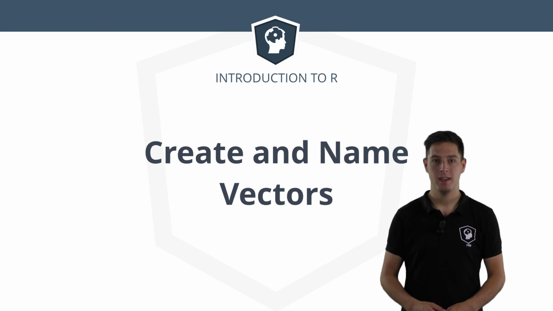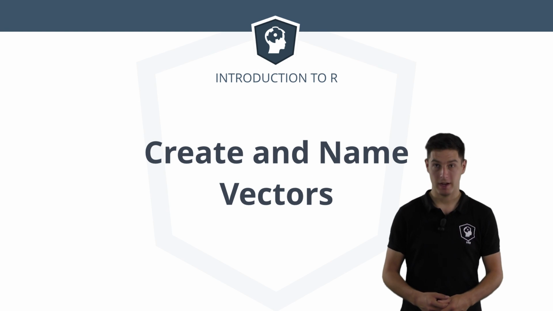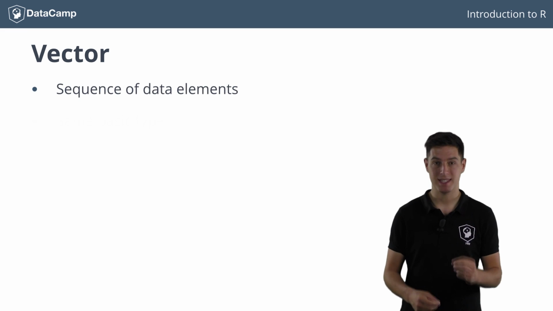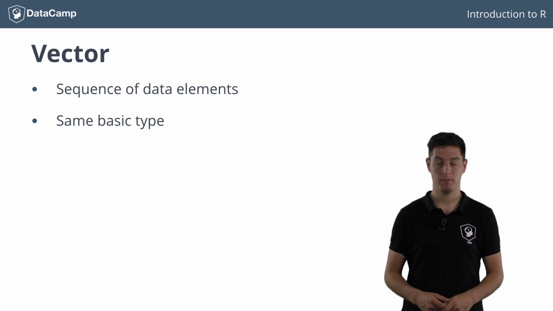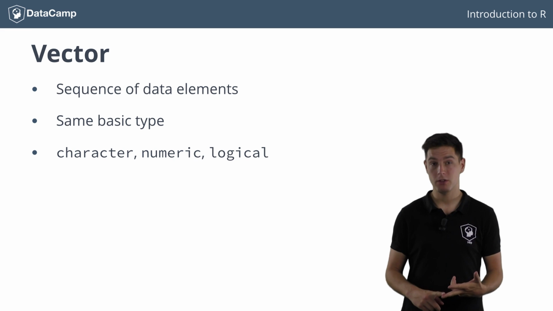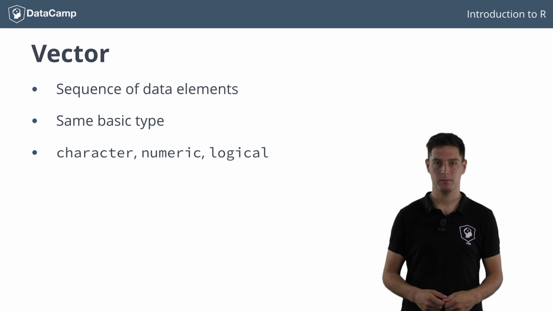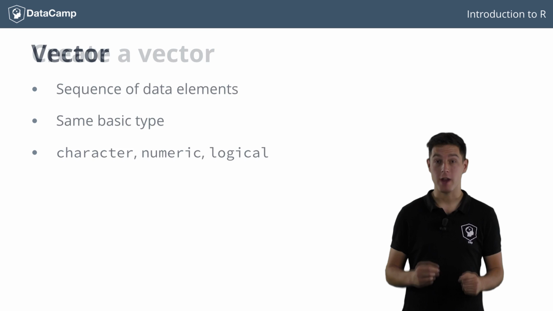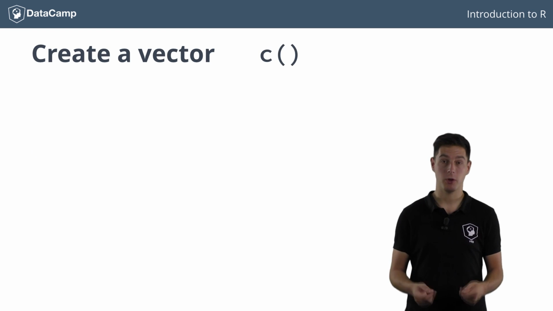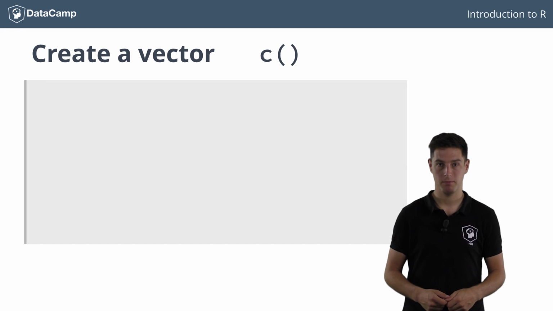Hi again. In this video, I'll be talking about vectors. A vector is nothing more than a sequence of data elements of the same basic data type. Remember the atomic vector types I discussed before? You can have character vectors, numeric vectors, logical vectors, and many more. First things first, creating a vector in R. You use the c function for this, which allows you to combine values into a vector.